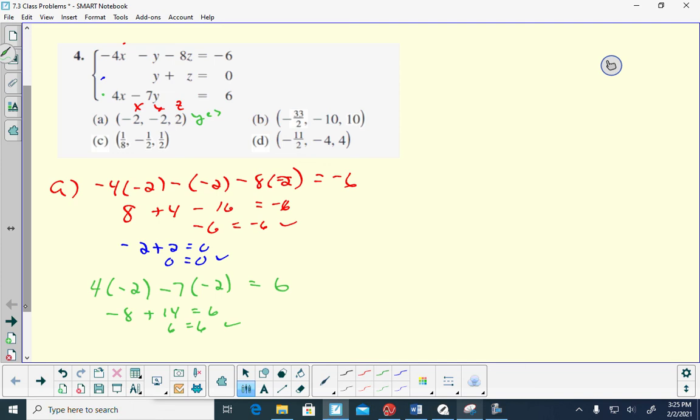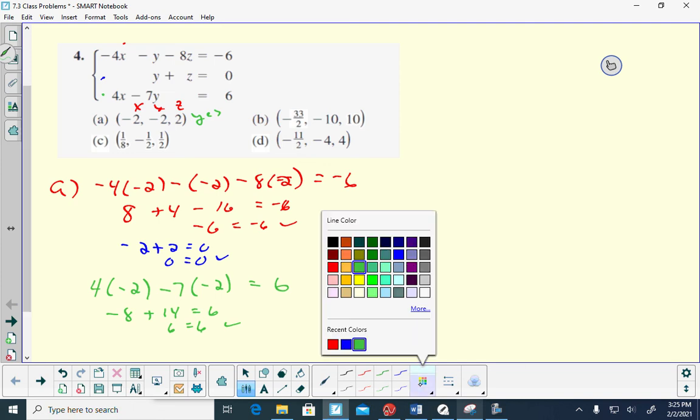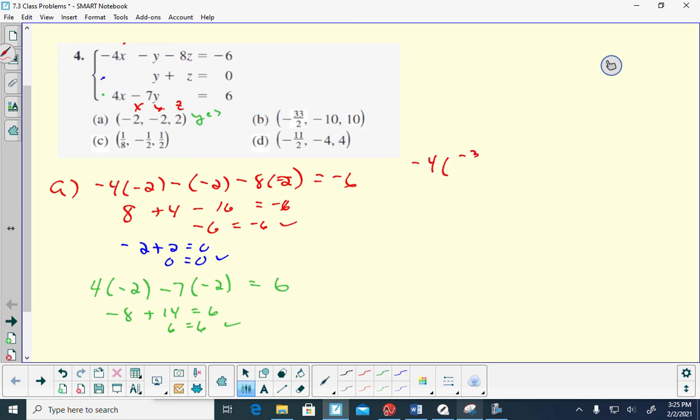Now let's do B. We'll go the same colors. So doing the first equation, I'm going to do negative 4 times negative 33 over 2, minus y, which is negative 10, minus 8z, which is 10, and I'm trying to see if that's equal to negative 6. When I multiply, I'm going to have 66 plus 10 minus 80 is equal to negative 6, and I get negative 4 is equal to negative 6. So that's not true. As soon as it doesn't work for the first equation, I'm going to stop. There's no need for me to check the other equations. It doesn't work, so I'm done.